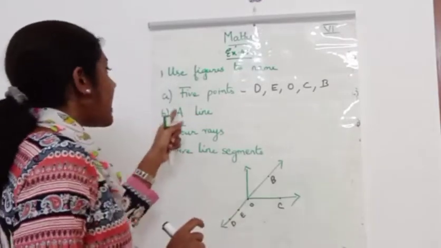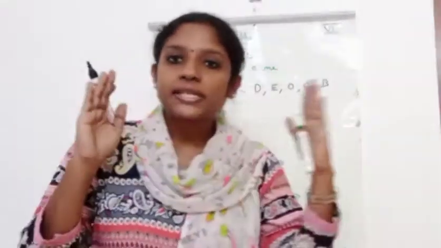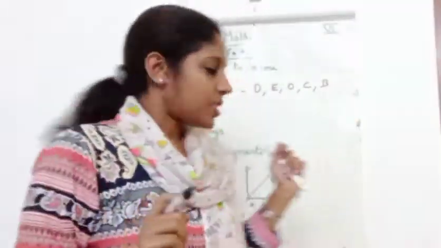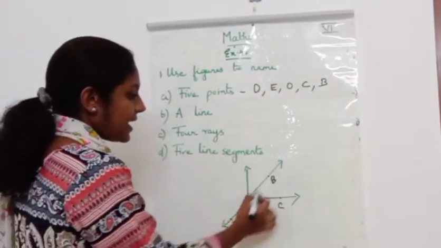Next question is a line. So what is a line? A line doesn't have end points. It extends in 2 directions. So here when you look, you can see the line. The line here is D, B.